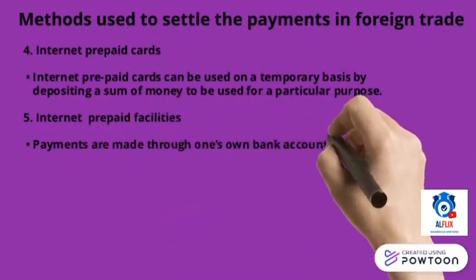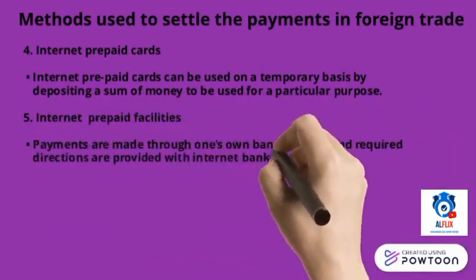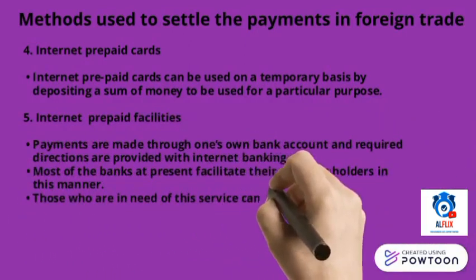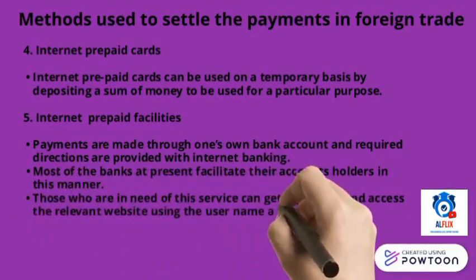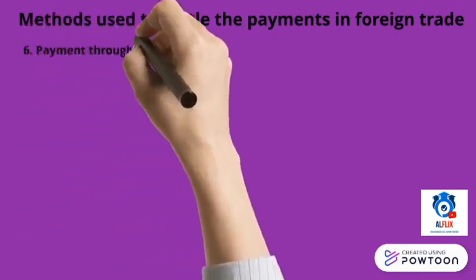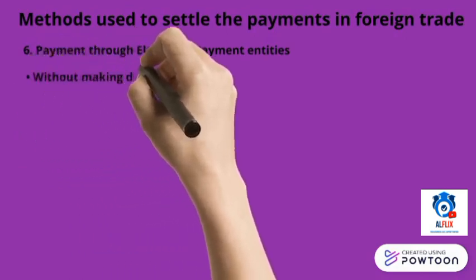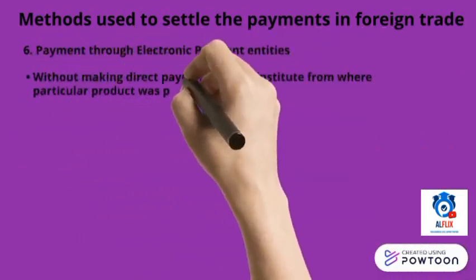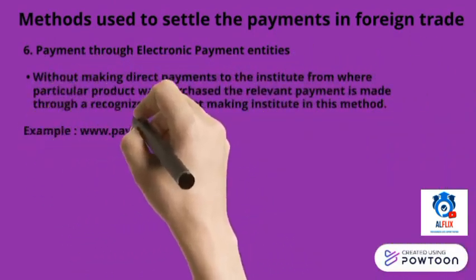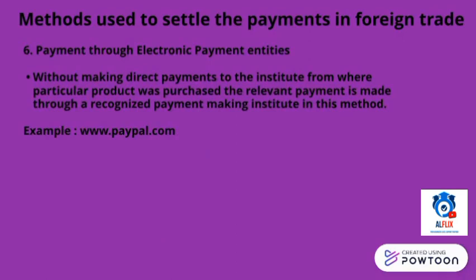Internet banking facilities. Payments are made through one's own bank account and required directions are provided with internet banking. Most of the banks at present facilitate their account holders in this manner. Those who are in need of this service can get registered and access the relevant website using the username and the password. Payment through electronic payment entities. Without making direct payments to the institute from where a particular product was purchased, the relevant payment is made through a recognized payment making institute in this method. Example, PayPal.